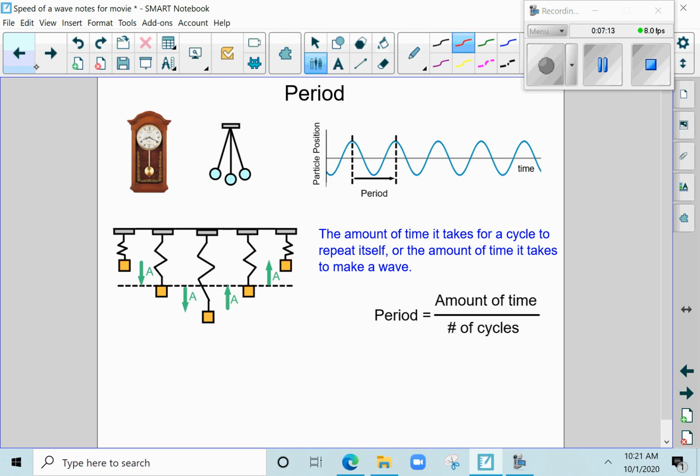So if I have a clock, the period is the time it takes to swing back and all the way forth. So the time for a tick and tock is a period. For a wave, it would be the time it takes to go from one crest all the way down to a trough and back up to the crest. It's the time to produce one wavelength, which would be one wave.